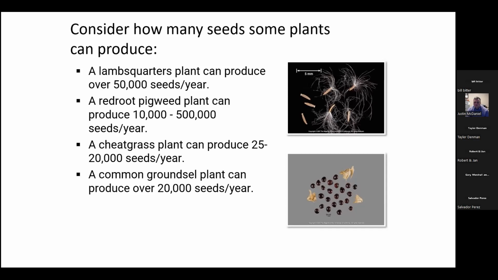So that's quite a few seeds, each of which is going to have a slightly different genetic makeup. So the potential for some sort of genetic mutation that makes that plant resistant to a herbicide is pretty high the more seeds that they produce.